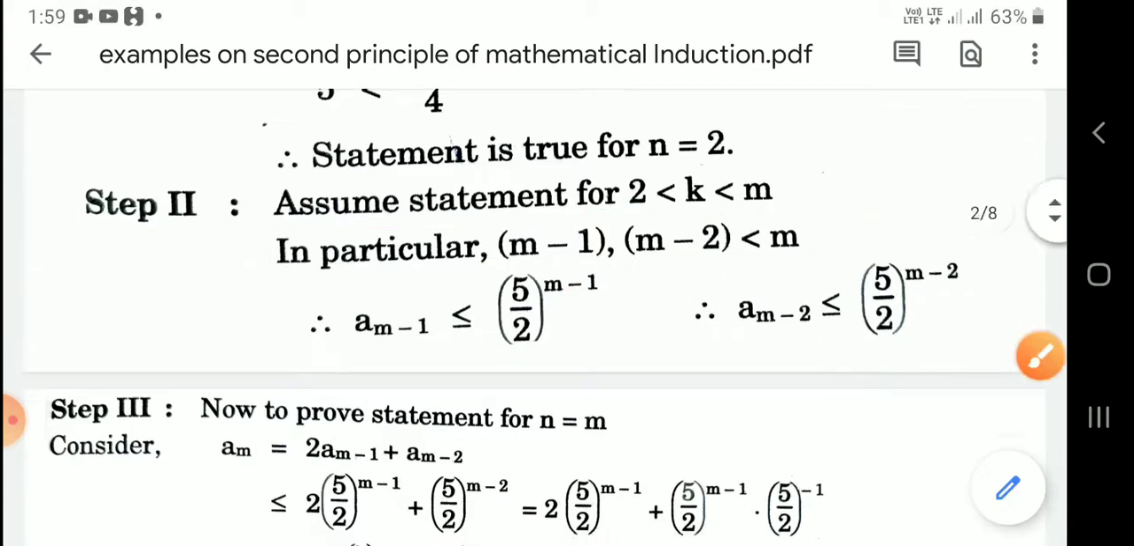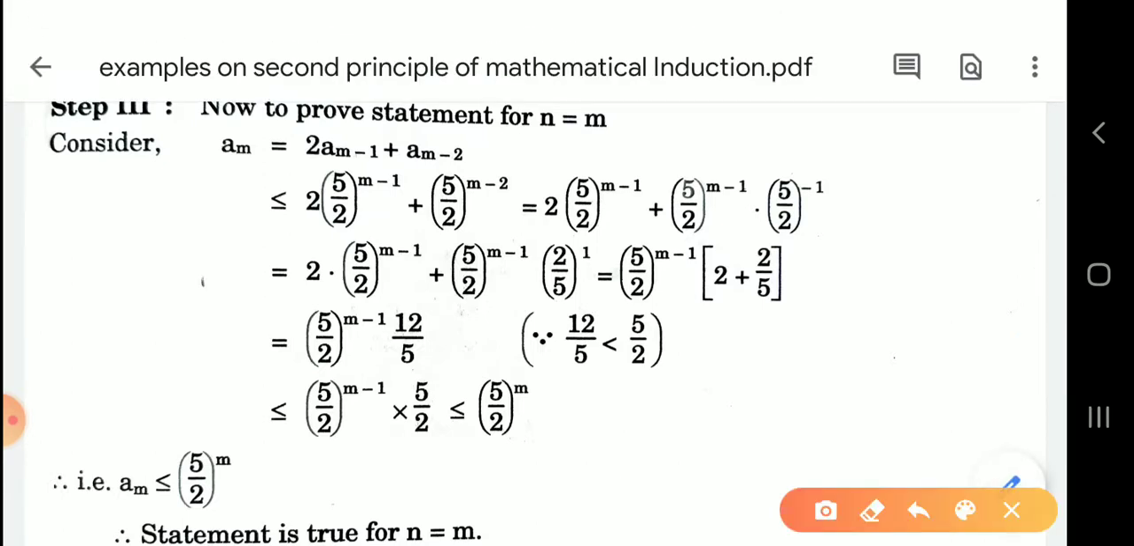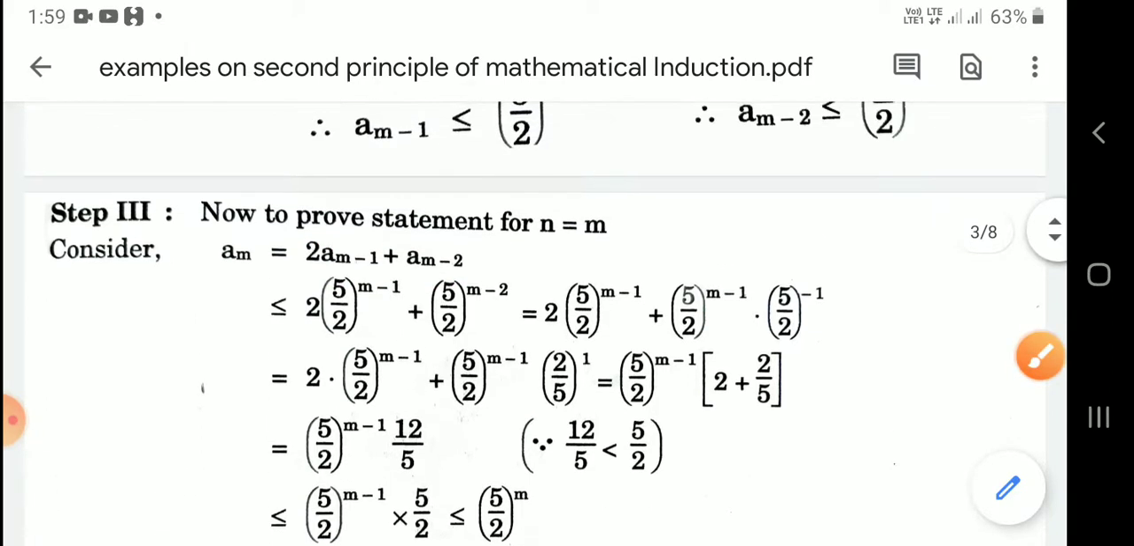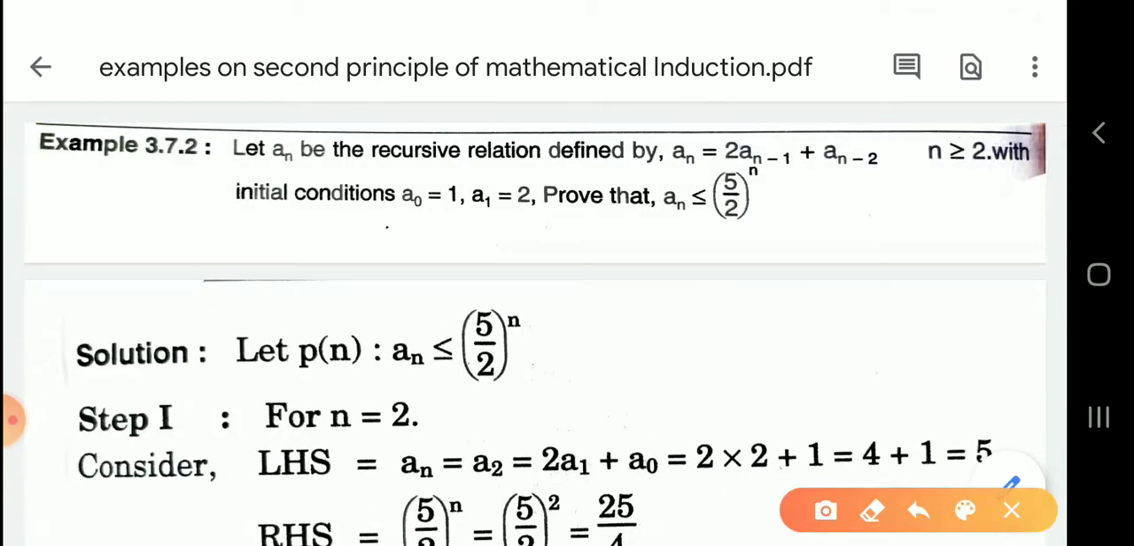Now we have to prove that our statement is true for n is equal to m. So am is equal to 2a m minus 1 plus a m minus 2. The value of an is 2an minus 1 plus an minus 2, and we have to find am.